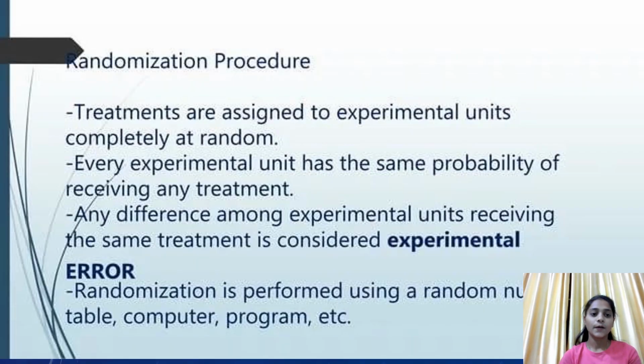Randomization procedure. Treatments are assigned to experimental units completely at random. Every experimental unit has the same probability of receiving any treatment. Any difference among the experimental units receiving the same treatment is considered experimental error. Randomization is performed using a random number table, computer program, etc.